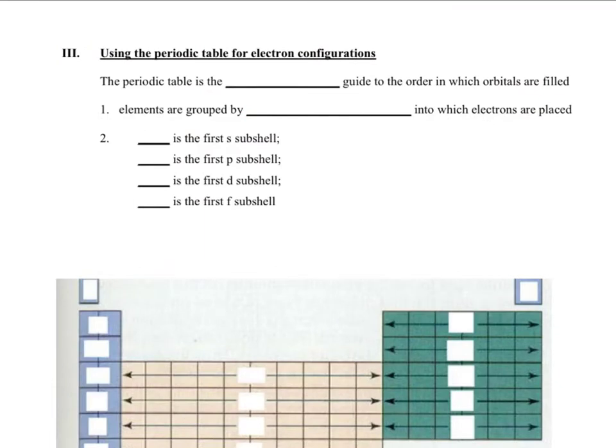Now, I said that there would be an easier way for you to remember the order of the sublevels, and this is how, using the periodic table. We use the periodic table for just about everything that we possibly can because it is the best guide and for so many reasons. And the reason why here is because the elements are grouped by type of orbital, and I will show you what that means, into which electrons are placed.